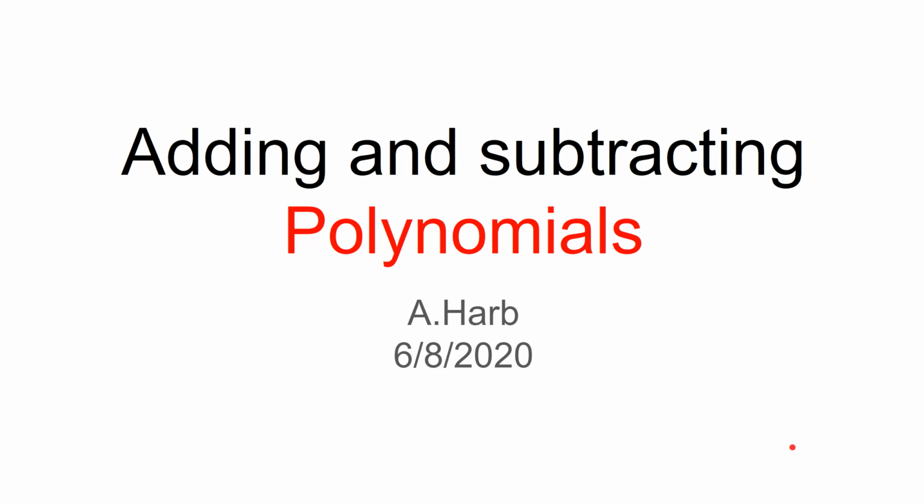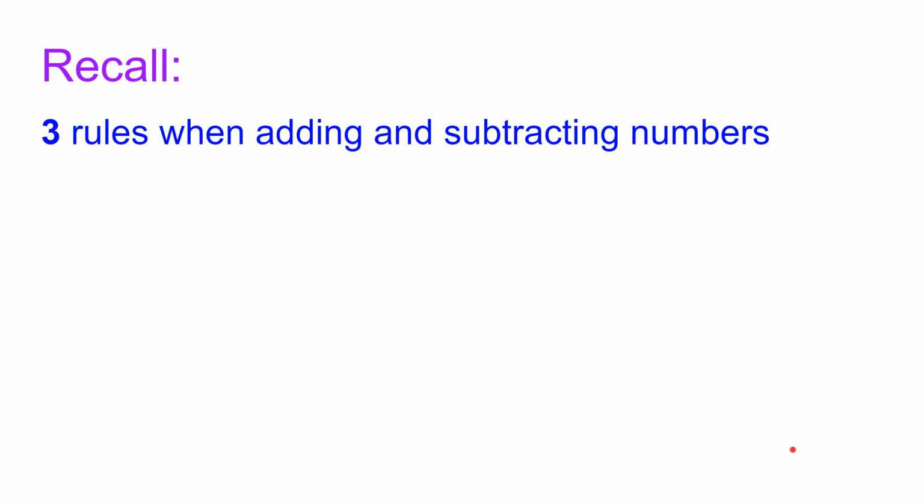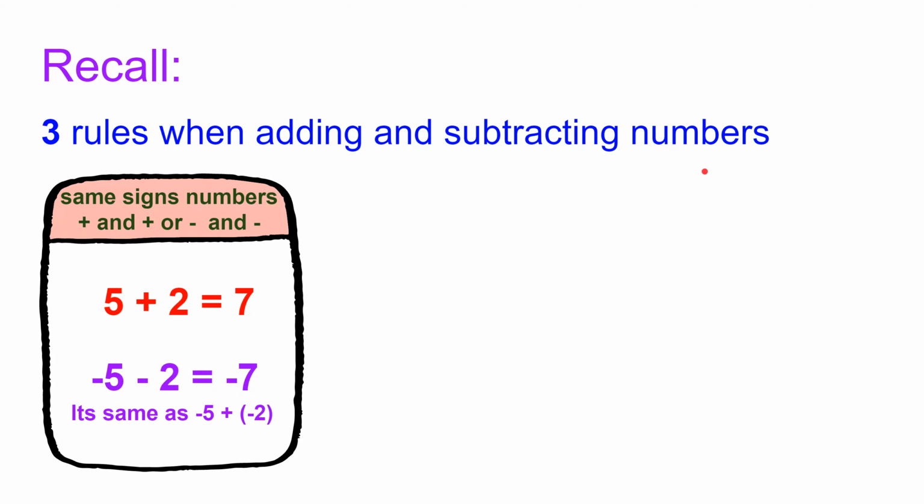Going to start with adding and subtracting polynomials. Before we learn how to add and subtract polynomials, we have to review how to add and subtract just numbers. We learned this before that if you have the same sign numbers, you're going to combine and you keep the sign. In this example, 5 and 2, it's a positive 7.